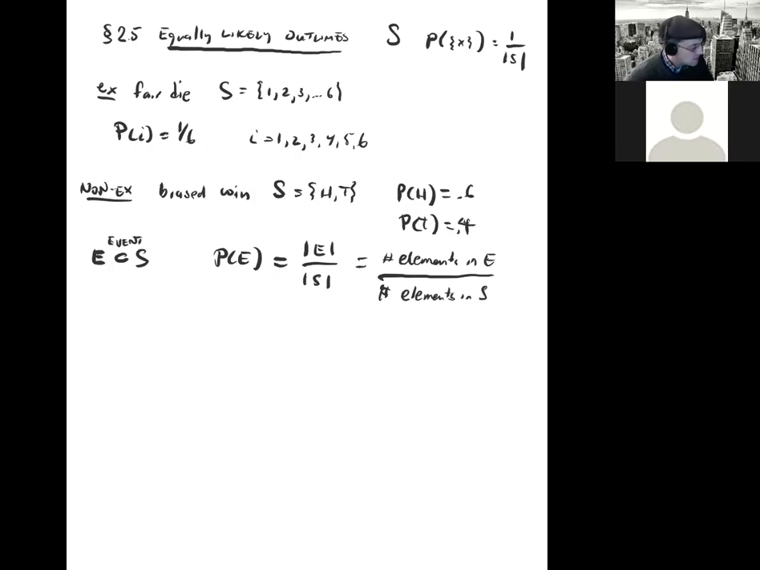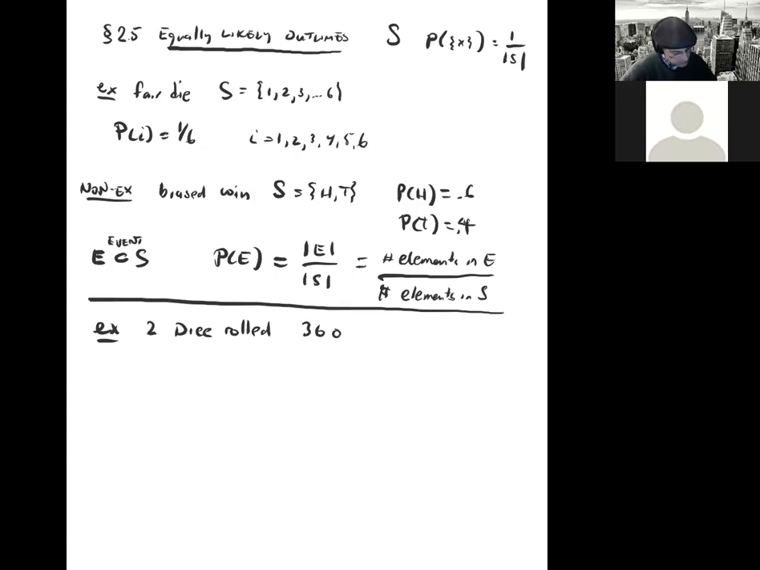Okay, so let me do an example. Two dice are rolled. Let's assume they're fair dice. When you roll two dice, there are 36 outcomes we saw: 1,1, 1,2, etc., all the way up to 6,6. And E will be the event that we sum the dice, and we want to know if the sum of the dice is 7. That's the event.